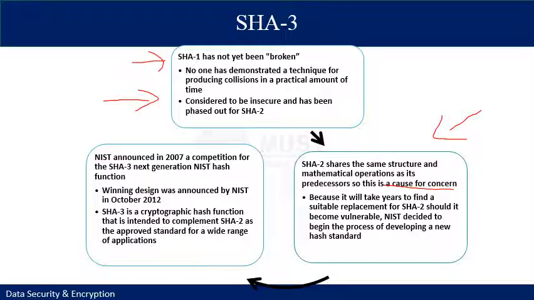Should it become vulnerable, NIST decided to begin the process of developing a new hash standard, and NIST announced in 2007 a competition for SHA-3, the next generation NIST hash function, and the winning design was announced by NIST in October 2012. SHA-3 is the cryptographic hash function that is intended to complement SHA-2 as the approved standard in a wide range of applications in the future.